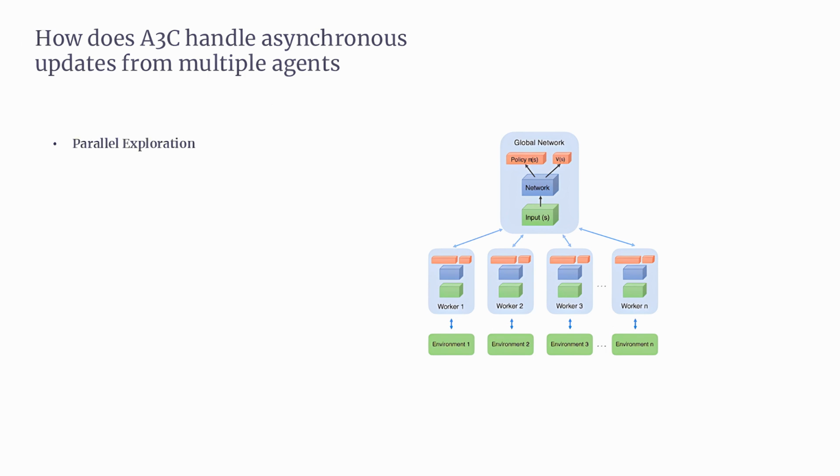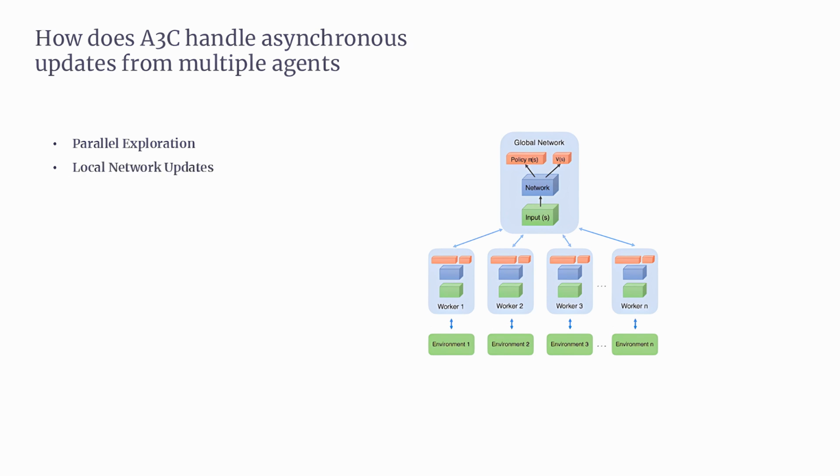The first, parallel exploration. Think of A3C like a team of explorers, each going into different parts of a new world. Instead of one person slowly mapping out the area, many agents explore simultaneously. Each agent interacts with its own copy of the environment, meaning they can collect different experiences independently. Since each agent explores different paths, we get a more diverse set of experiences. This prevents the model from getting stuck in one type of behavior and makes learning more stable.